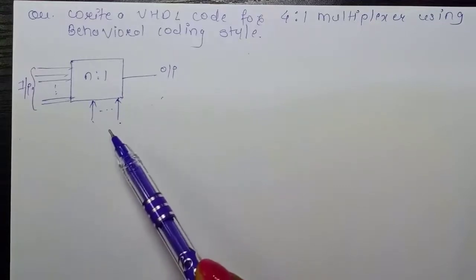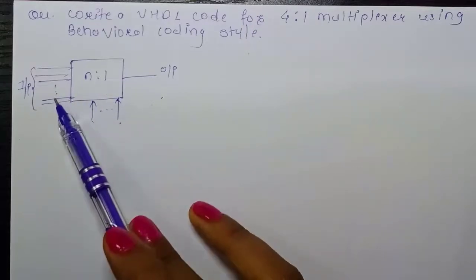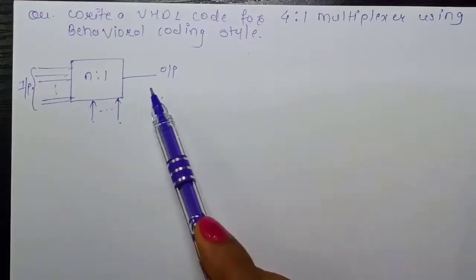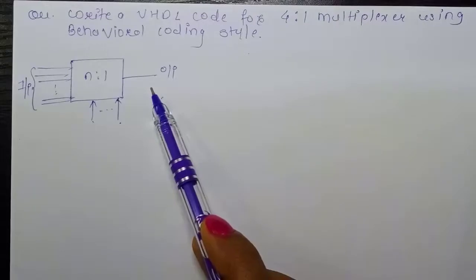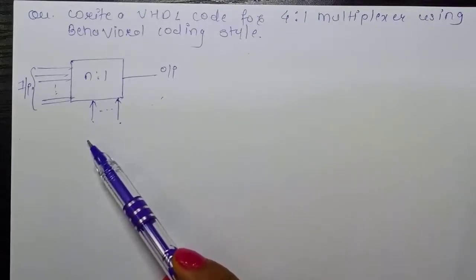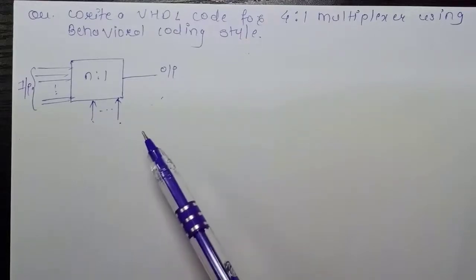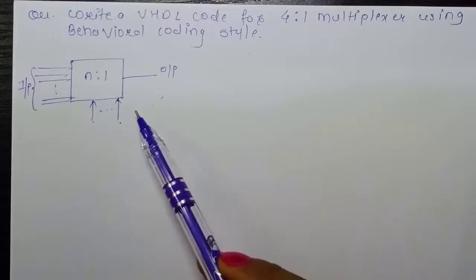Suppose we have one multiplexer, that is n is to 1 multiplexer, that is n number of inputs and one output. It means multiplexer has number of inputs and from the inputs we can select only one output line and that selection is based on the selection line.